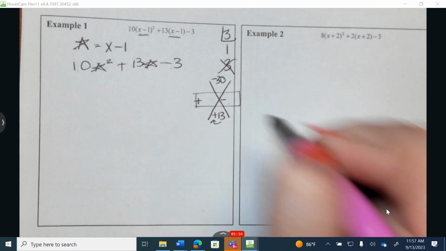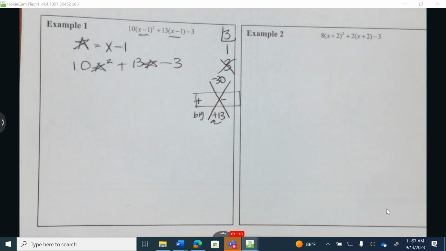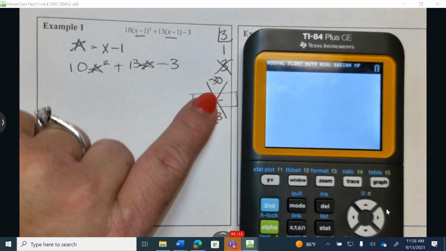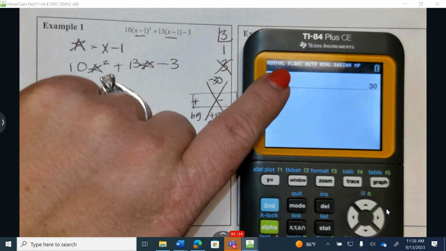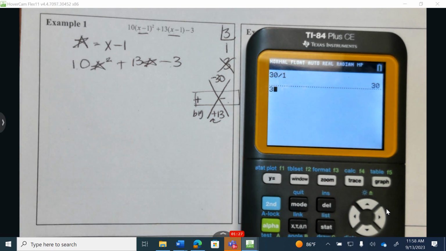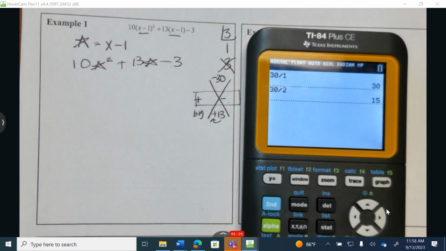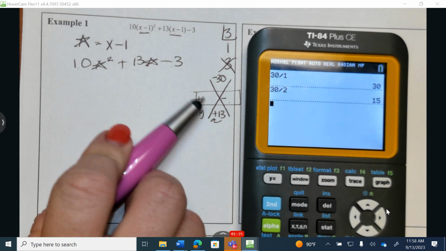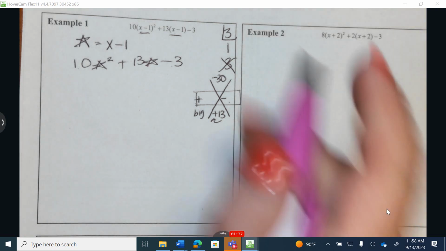Because this is a positive, it means the larger number will be positive. If you're not great with that, that's okay. Grab that calculator. We go up to 30. 30 divided by 1: 1 and 30 does not give you 13. Divided by 2: can 2 and 15 give you 13? Yes. But then the question is, how do I know which one is positive and which one is negative? The large number must be positive in this case.